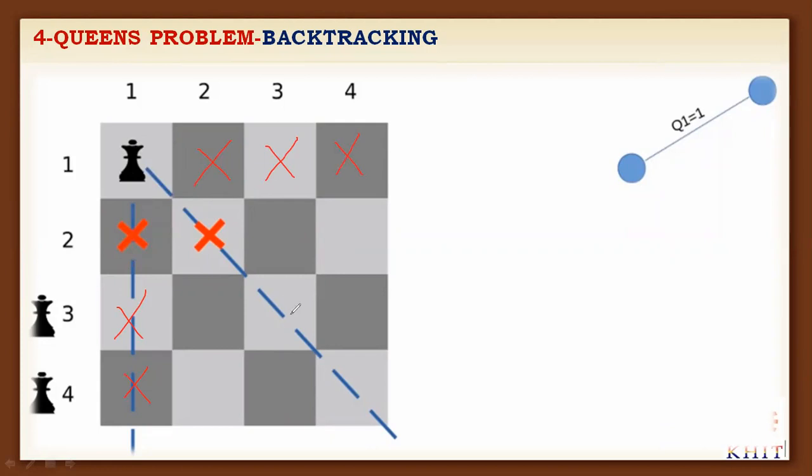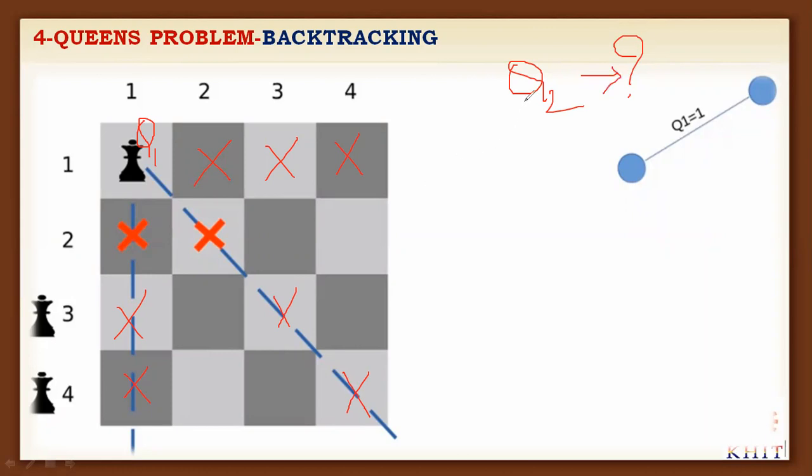And the diagonal is also not possible. Then what is the possible way I can place Q2? Q1 was already placed. Where can I place Q2? Next my question is where to place Q2?